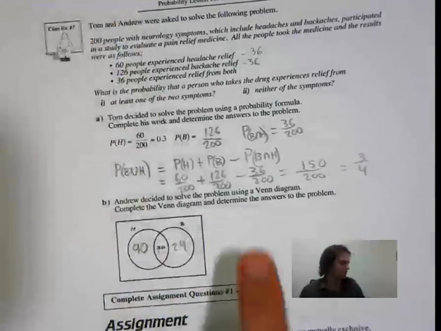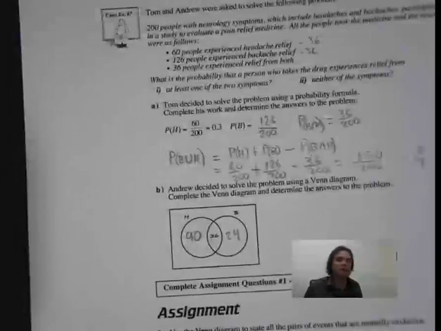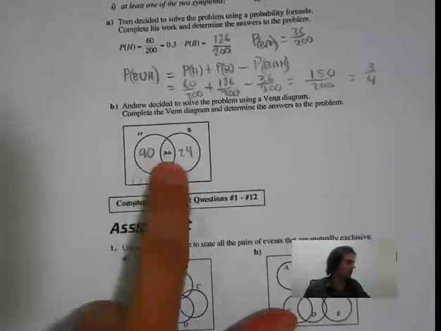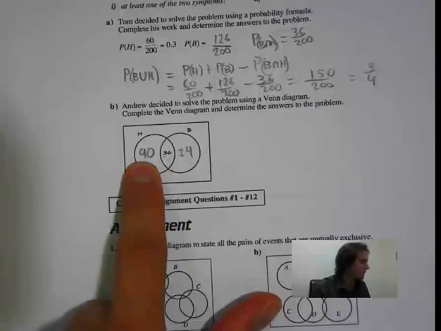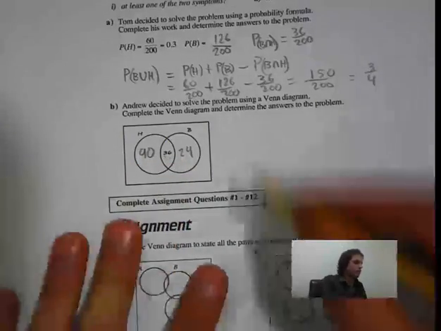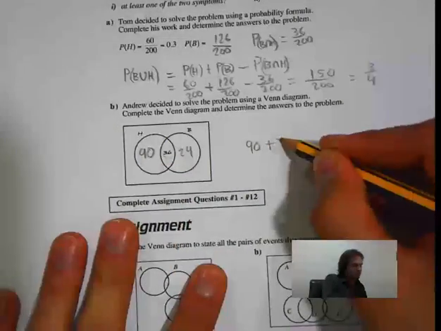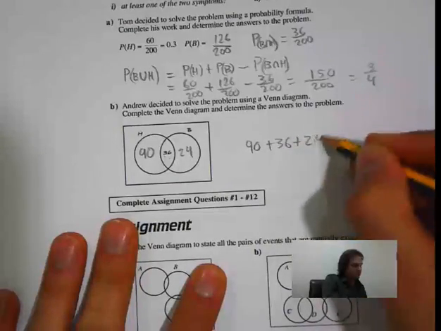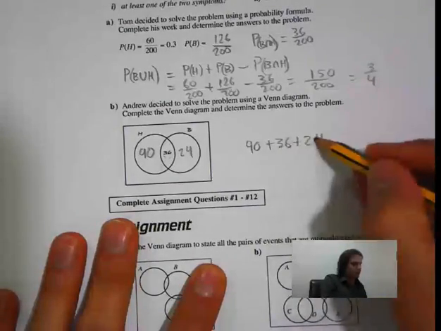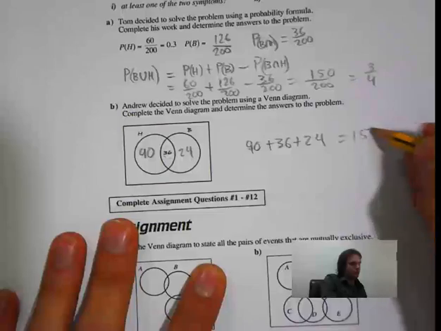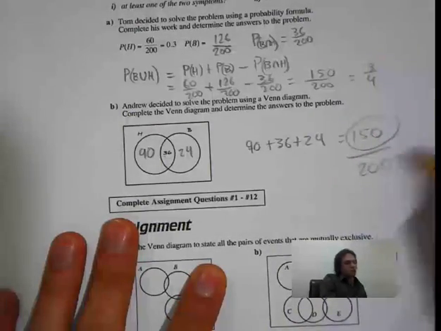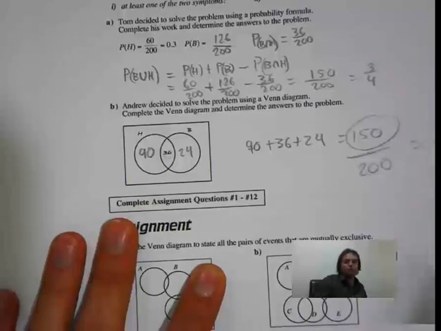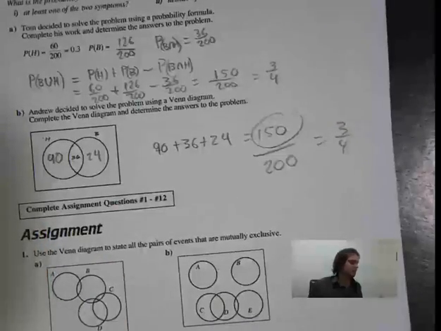Well, let's check the bottom here, if that gives us the same answer. This is kind of like what we did in Unit 1. So how many people are there? Out of 200 people, we have 90, 36, and 24. We add those together. So that's going to give me 60 plus 90 is equal to 150. And that is 150 people, and there's a total of 200, which gives me 3 out of 4, which is the exact same answer. There we go.